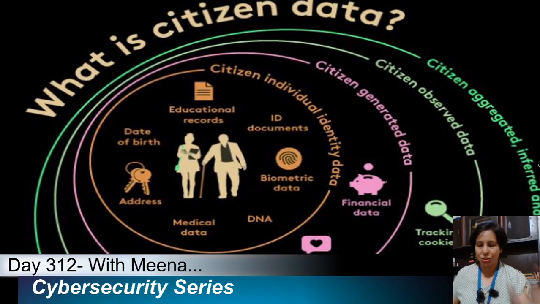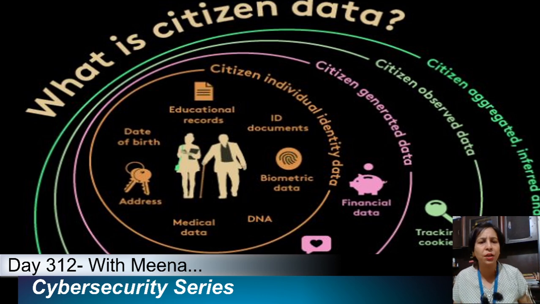Here is the citizen data, what exactly it is: the identity of an individual which can differentiate one person from someone else. Okay, the identity for a particular person. That's the citizen data.